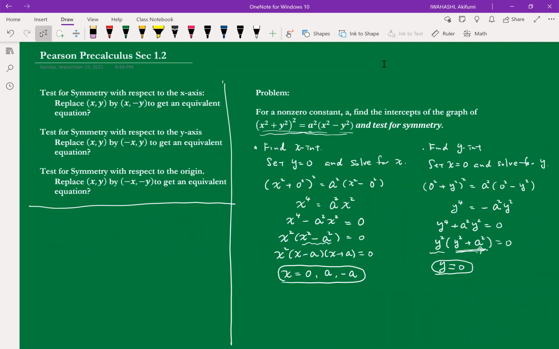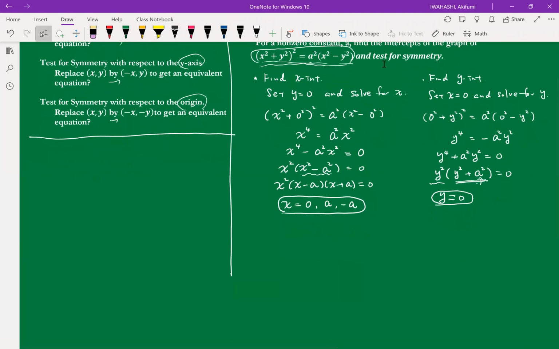Next, we are going to do the testing for symmetry. To test for symmetry, this is asking whether the graph given by this equation is symmetric with respect to the x-axis, whether it is symmetric with respect to the y-axis, and whether it is symmetric with respect to the origin. To test this, we are going to replace x and y in these ways and see whether we get an expression identical to the original one.